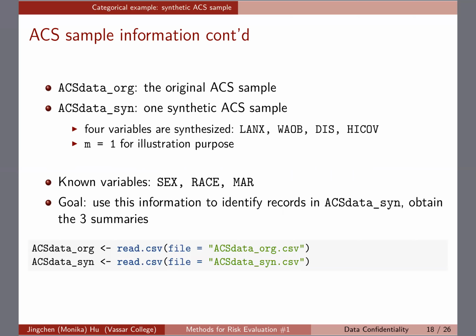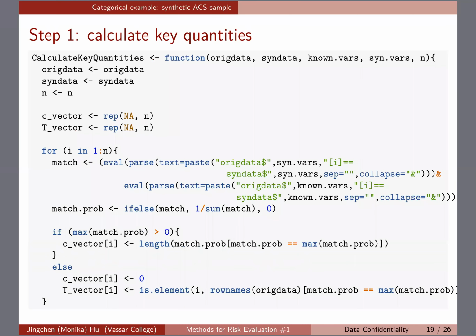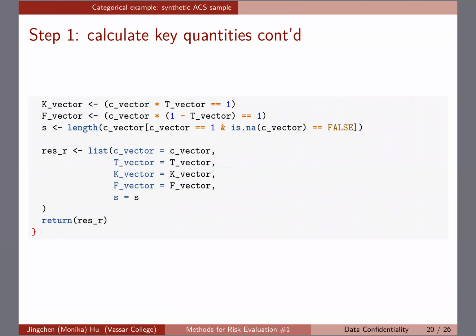So first of all, we load the 2 data sets, the original and the synthetic. All right. Step 1 is to calculate the key quantities. What I mean by key quantities is the CI, the FI, the KI, and TI. I don't know how much I can talk through them in class, but pretty much, I'm using the definition that we introduced and doing the calculation through a function. There are 2 slides of this function just because I couldn't get the font even smaller to put everything in one.